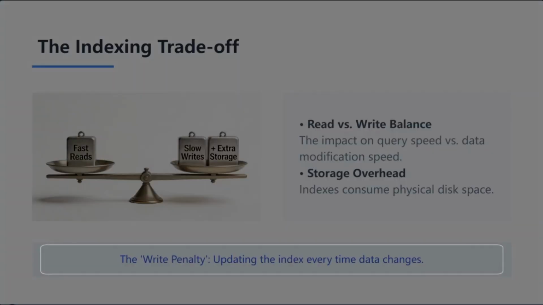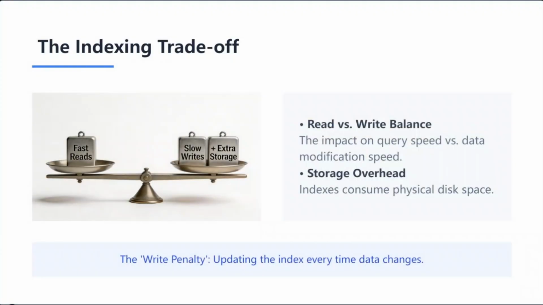We specifically call this the write penalty. Every time you insert a new row, the database doesn't just write it once. It has to go and update every single index associated with that table. It's like having to update 5 different catalogs every time a library gets one new book. So, before we move on to how we scale these databases through sharding, let's think about how we decide what's worth indexing.